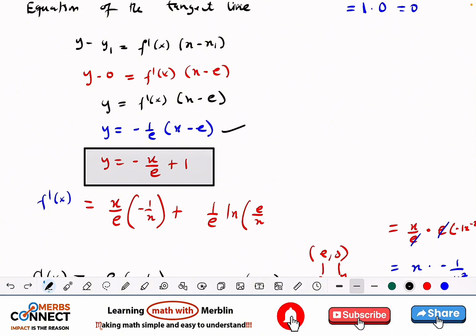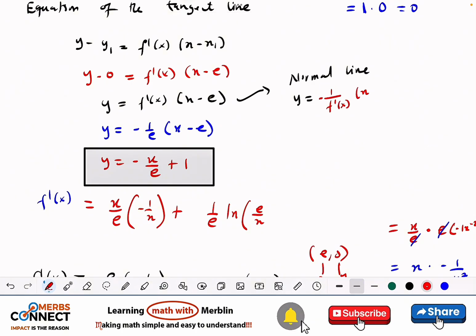Or let me say when you pick this one, so this is the normal line, equation of the normal line. But what we are going to do is now y will be equal to 1 divided by minus 1 divided by the slope times x minus e. Same thing. So what will be this? We know that slope is this. So I'm going to have minus 1 divided by minus 1 over e, then x minus e.